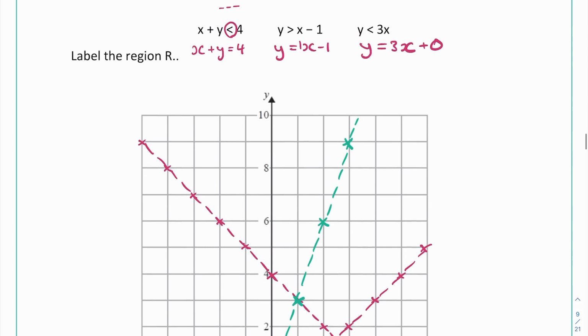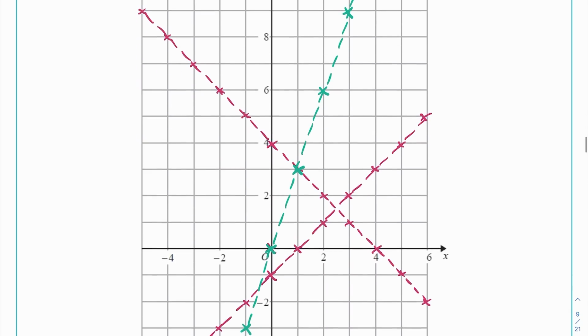Now it wants us to label the region that these satisfy. So what we need to do is pick a coordinate and see if it fits in our inequalities. We can forget about these equal to equations now, because now we are concerned about the actual inequality symbol. So if I pick one, and I normally start with picking the region right in the centre, so where it makes this sort of triangle in the middle here, I'm going to highlight this coordinate. That's the coordinate 1, 1. So if this coordinate works in all of the inequalities, I'll put my R in that region.